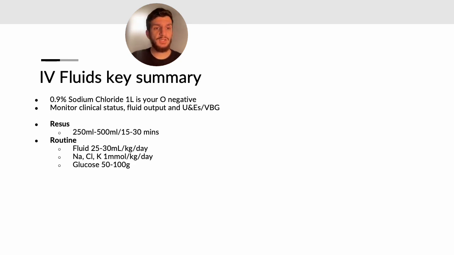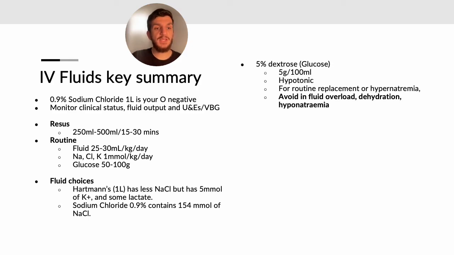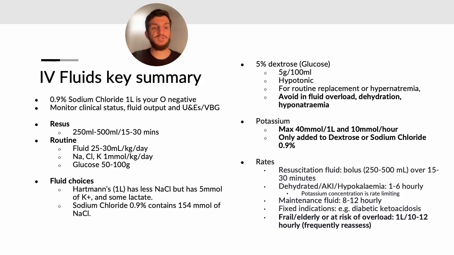Routine fluids, like we've mentioned, it's 25 to 30 mils per kilogram per day. It's sodium, chloride, and potassium all requiring 1 millimole, and glucose of 50 to 100 grams. Fluid choices are Hartmann's. It has slightly less sodium chloride, but it does have a little bit more potassium and a little bit more lactate, whereas sodium chloride contains about 150 or so millimoles of sodium chloride in a bag. Glucose 5% dextrose, remember, that is generally for routine replacement or hyponatremia. It's hypotonic, so make sure you avoid it if your patient's dehydrated, if your patient's fluid overloaded, or if your patient's hyponatremic.